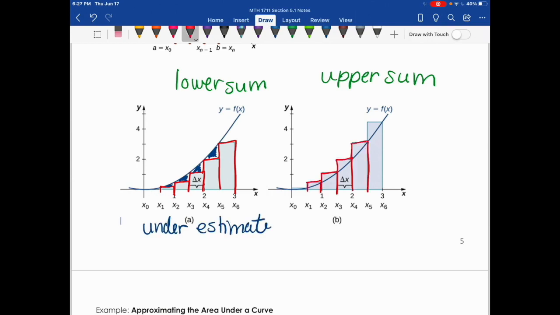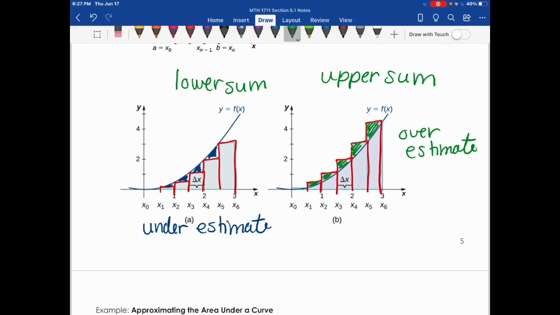When I look at the picture for graph B, notice that my rectangles are above the curve. So we have this extra area here that we're going to add up when we add up all the sums of the rectangles. So this is going to be an overestimate. So that is the difference between the lower sum and the upper sum. When you're calculating a lower sum, it's going to be an underestimate because you're going to have a little extra area under the graph that you haven't counted.